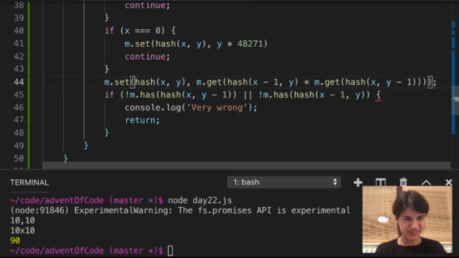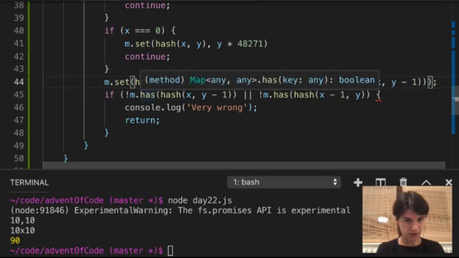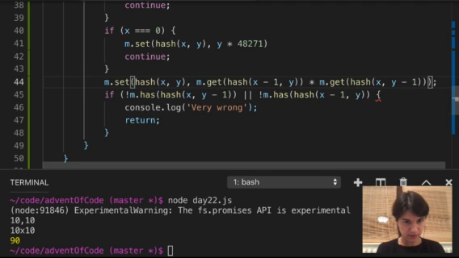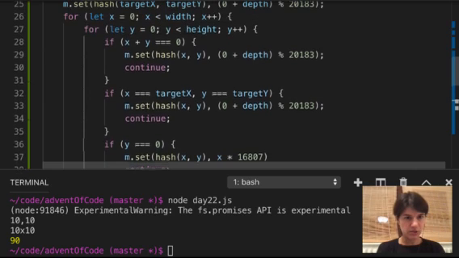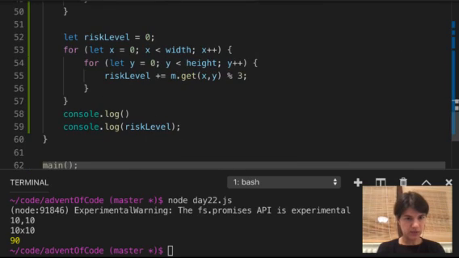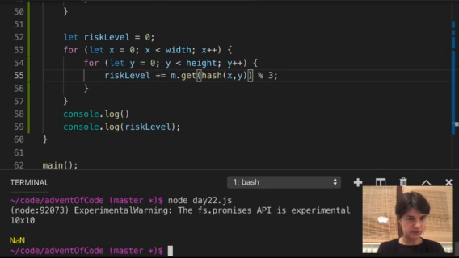Okay, we're setting hash of xy to m.get the hash times m.get the hash. Oh, still one missing. Okay, this is good. And then if m has the hash, I think there should be one more, or if m has, nope, hash of this. Now I need to close the if, then we have a problem. Hash, hash, hash, m.set, m.get. And then of course down here I need to do m.get hash of xy. Okay, and that did not work.